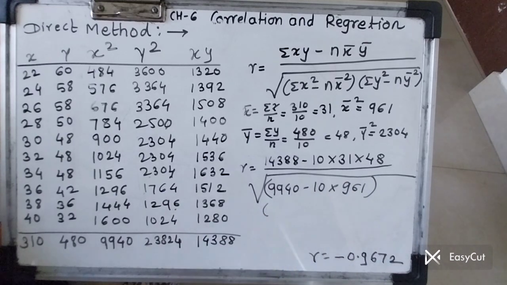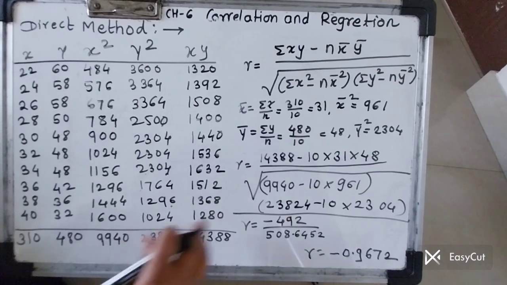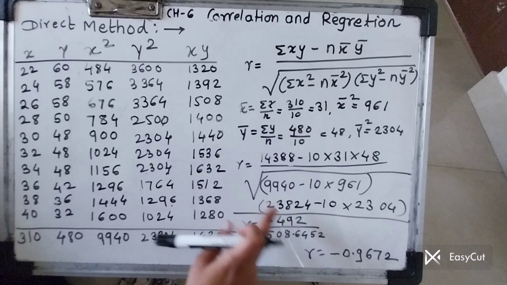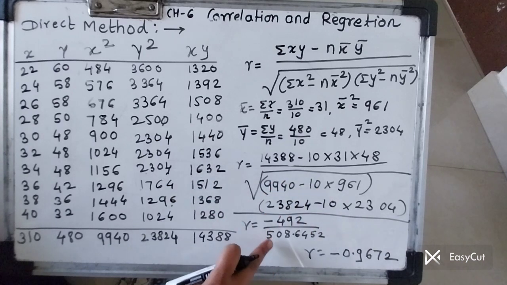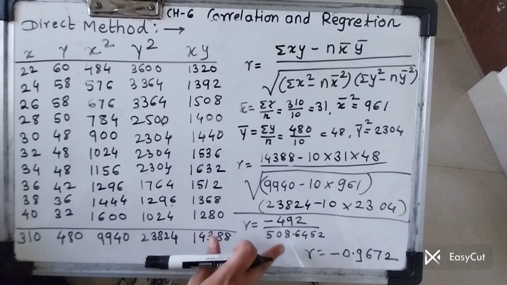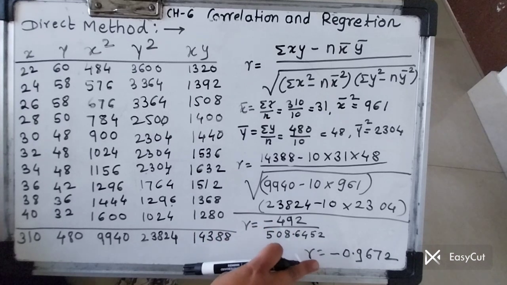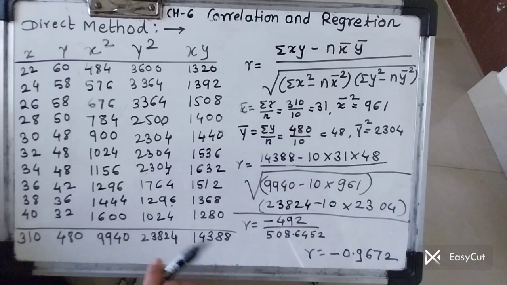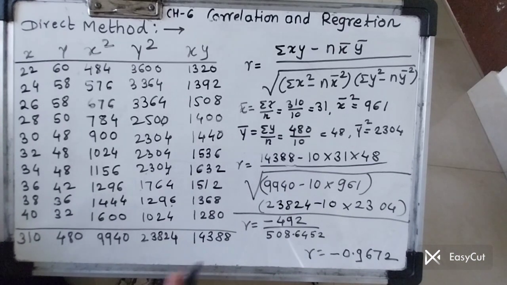In the second bracket, after calculation, we get minus 492, and in the square root we get 508.64. So the division of this is minus 0.9672. You also check and tell me, is it the same or not? Comment in the comment box whether the answer is the same or not. My answer is the same by direct method and deviation method. Okay. Understood?